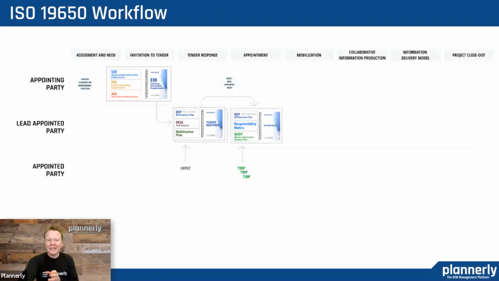And then the next part is when you make an appointment. So you're actually saying, I am contracting for this team to carry out the project. And we would start to add the responsibility matrix and the master information delivery plan, which is a combination of all of the teams that are doing the work, their task information delivery plans.